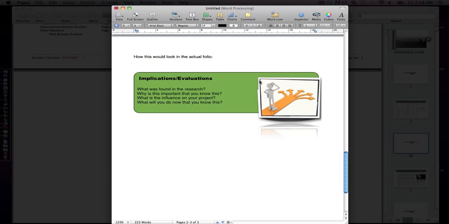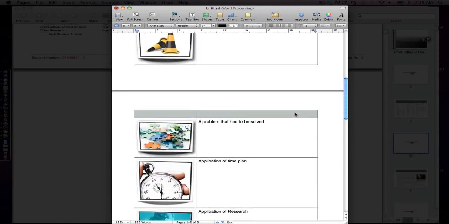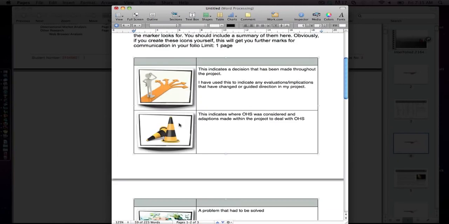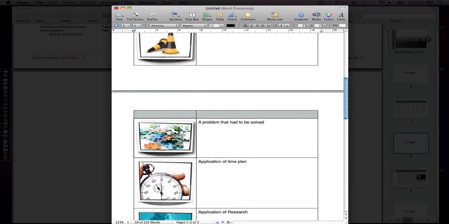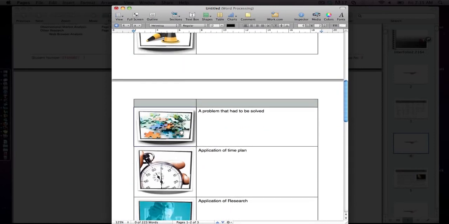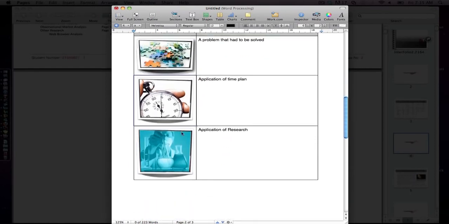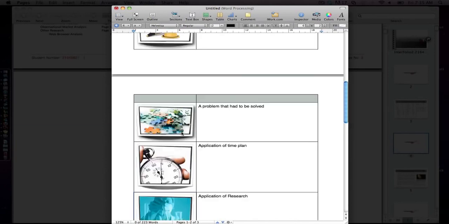Now, when the markers see this icon and this layout, they'll automatically know, because they've been trained to know through your portfolio, that that indicates a decision. So when you have a lot of those in your portfolio, it's like keying or tagging the portfolio to show where you've made decisions. Some of the other things that you might want to do is OH&S, problems that you've faced, that you've solved, some form of application of your time plan or application of research.